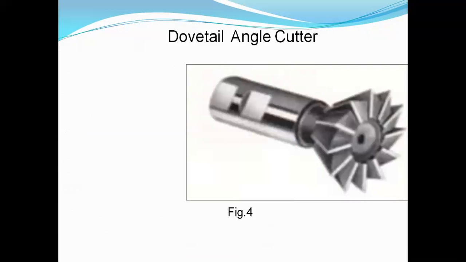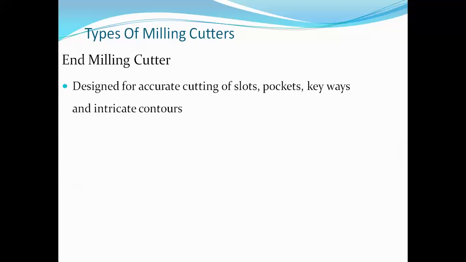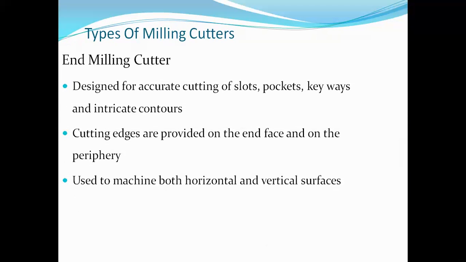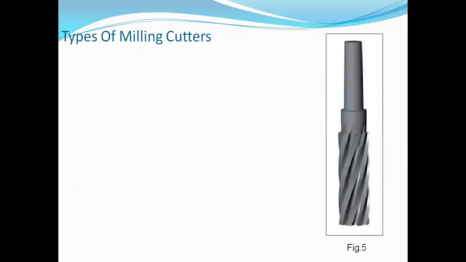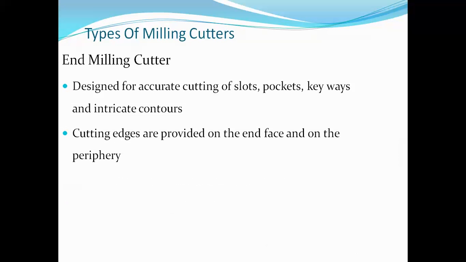Dovetail angle cutter. One is the dovetail angle cutter. Next, end milling cutter. It is used for end milling operation. In the first diagram, we have observed these end milling cutters. It removes the material at the sides of the workpiece. So, designed for accurate cutting of slots, pockets, keyways, and intricate contours. Right? Keyways and shafts. Okay.